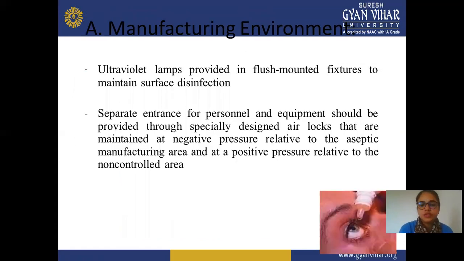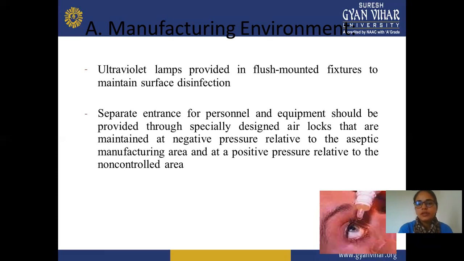Next, after this, what condition of the manufacturing environment is required for ophthalmic preparations? An ultraviolet lamp provides a flush-mounted fixture to maintain surface disinfection. You put a UV lamp flush mounted with the fixture to maintain surface disinfectant, because UV rays also help to kill bacteria and provide a sterile environment during manufacturing of ophthalmic preparation. That's why we use these ultraviolet lamps as a fixture to maintain surface disinfectants. So in ophthalmic preparation, a large number of ultraviolet lamps are installed.